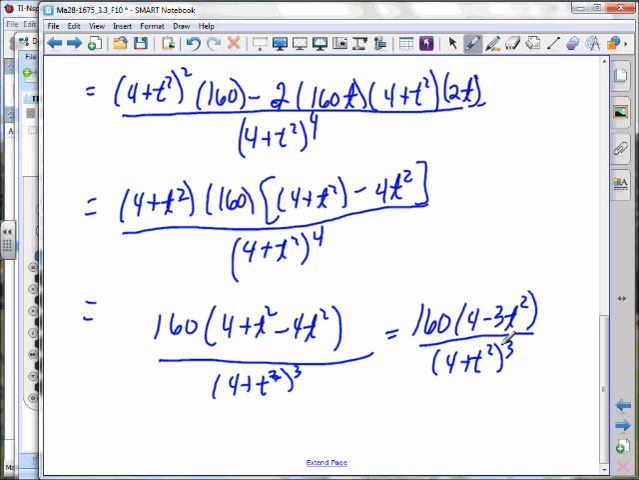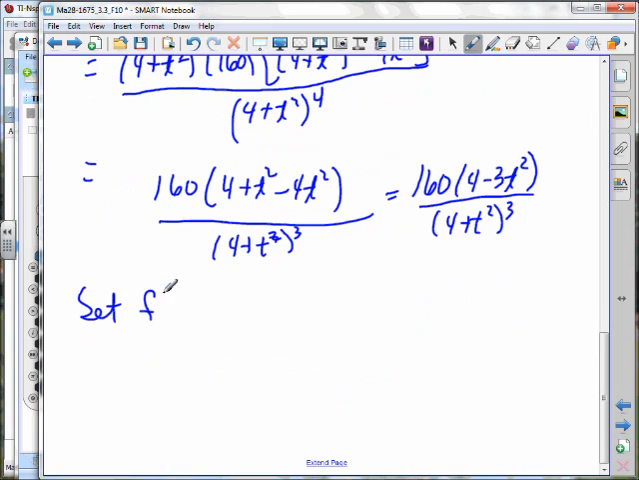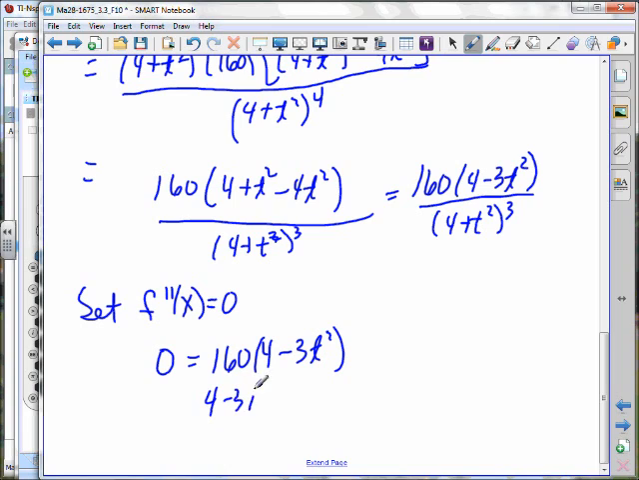I'm not worried about that denominator. I should be sure it's right, but I'm not worried about it because when I set it equal to 0, what's the only portion of the fraction that makes any difference? The numerator. So I'm going to say 0 equals 160 times this. And that gives me that 4 minus 3t squared is the only 0 I could have. So t would be, let's see, square root of negative 4 divided by negative 3, or 2 divided by the square root of 3.